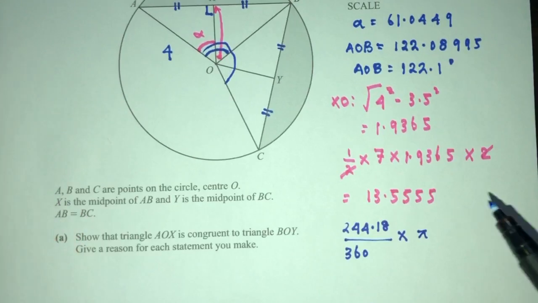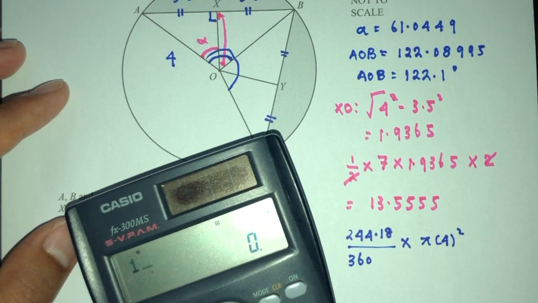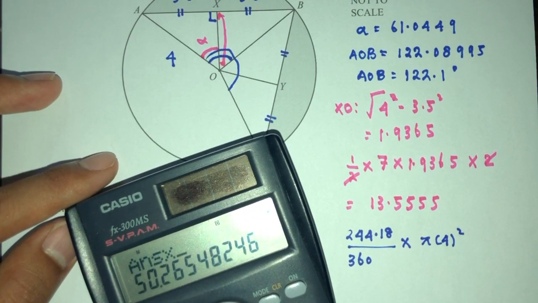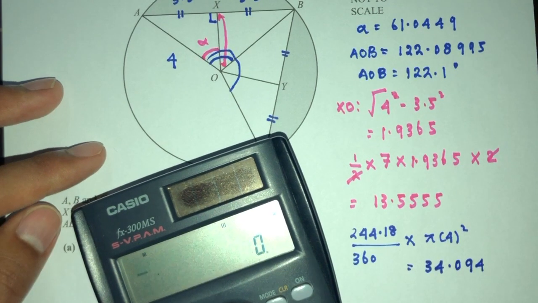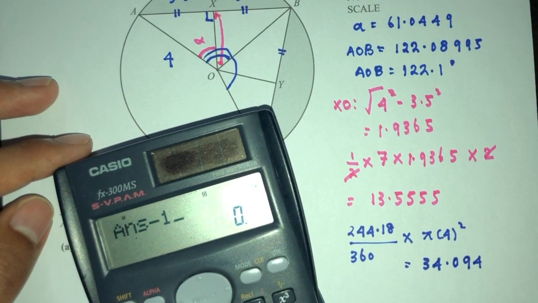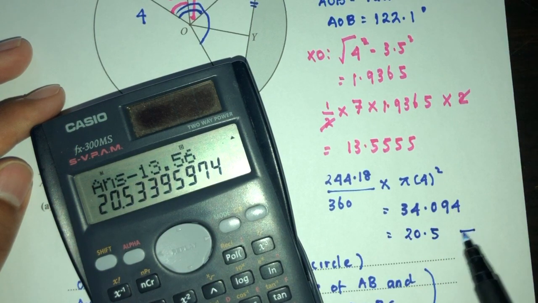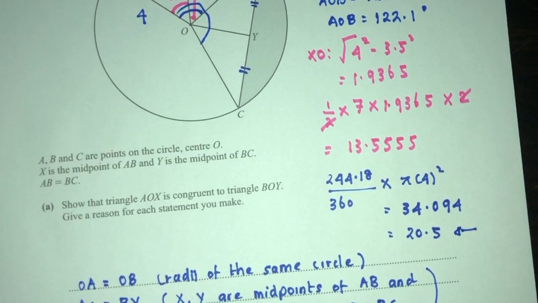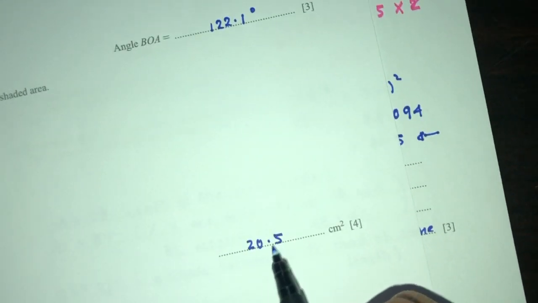So how do you find the area of a whole circle? Pi r squared. r squared is 4 squared. Let's see what happens. That will be 16 pi times 244.18 divided by 360. That should be 34.094. So finally, taking the value minus 13.56, that should be 20.5 as your value, correct to 3 significant figures. So step by step, your area will be 20.5 centimeters squared.